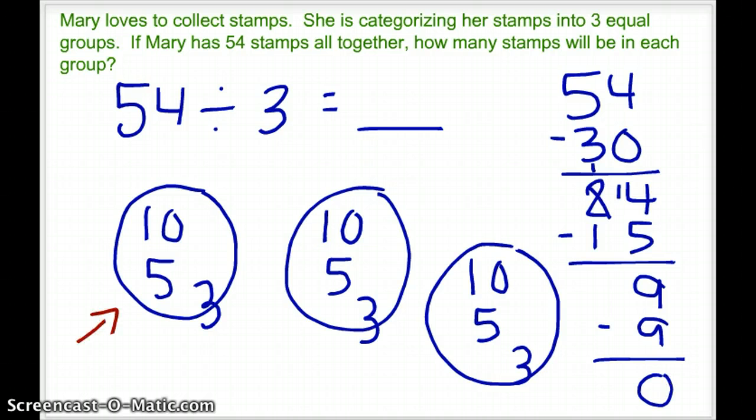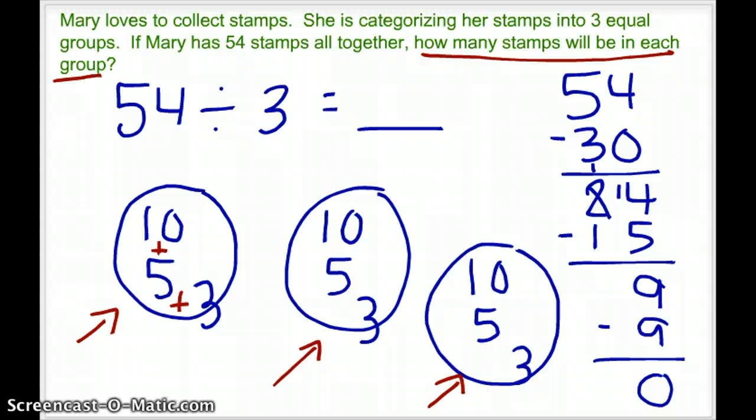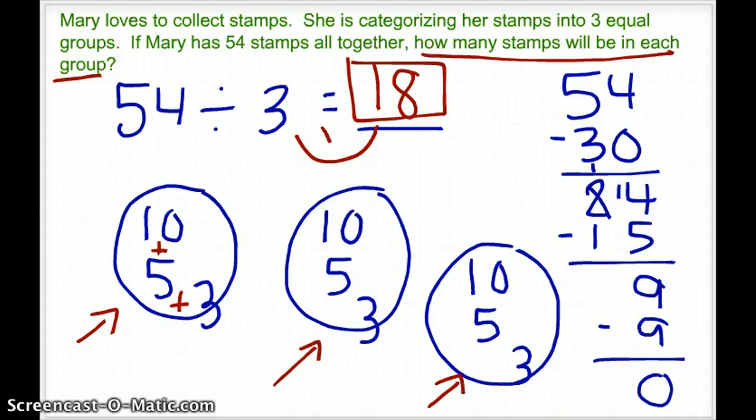Each one of these circles now represents a group, and my question is, how many stamps will be in each group? Well, 10 plus 5 is 15. 15 plus 3 is 18. That means there are 18 stamps in each of my groups. I can check this by doing 18 times 3 to make sure that it equals 54.